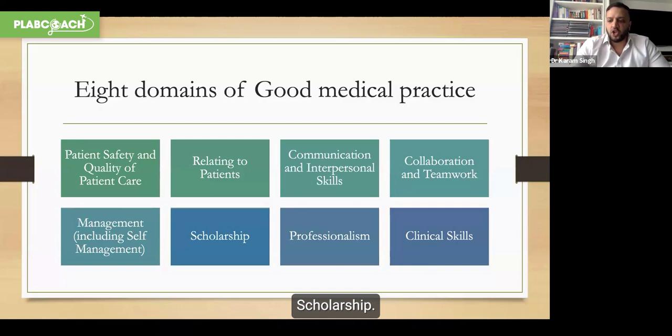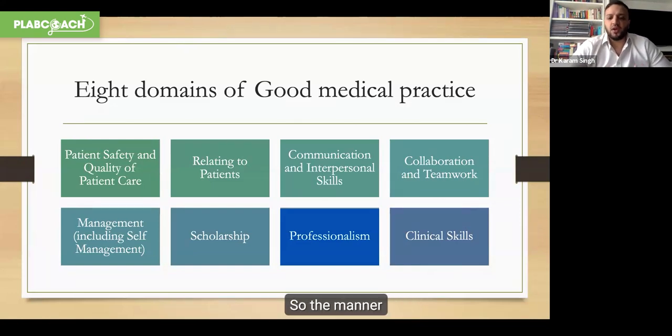Next. Scholarship is just all about having enough medical knowledge to be able to safely navigate through the tasks that are in the exam. Professionalism is about your behavior during the exam.